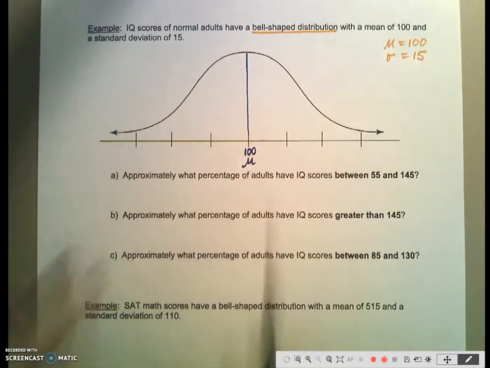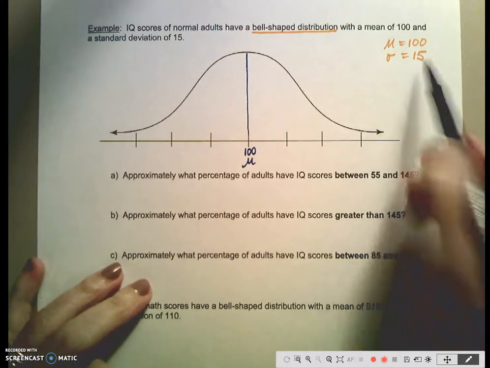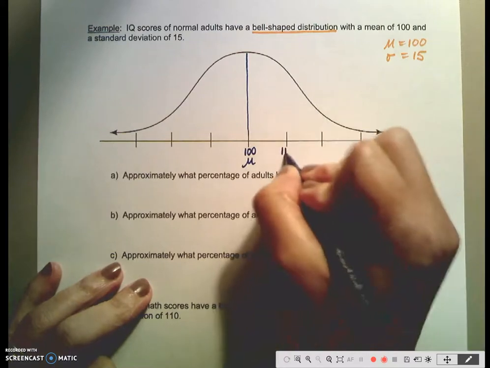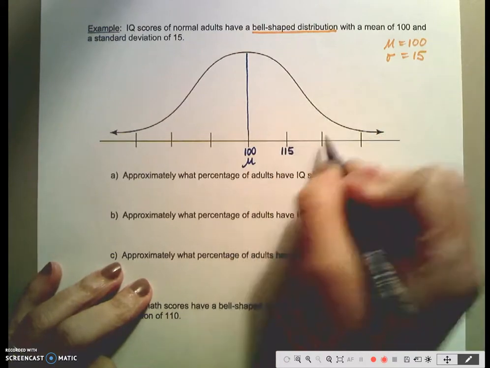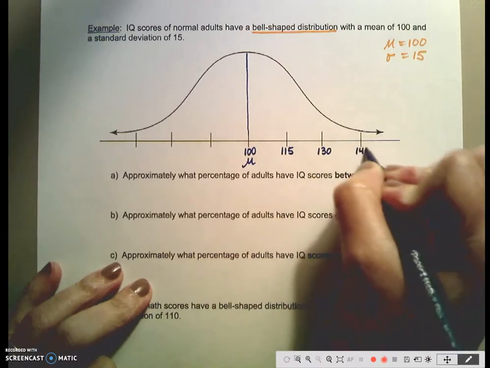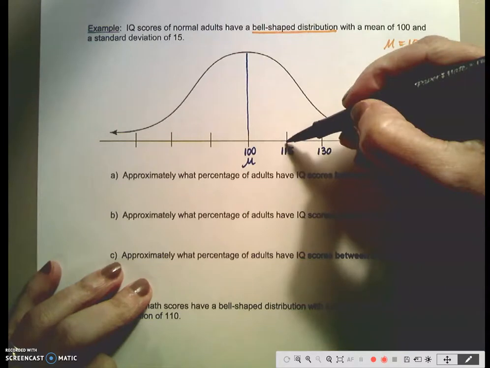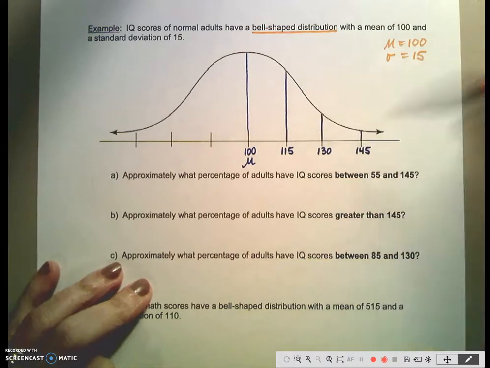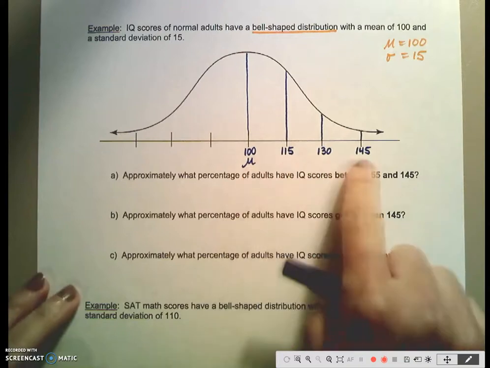That's your starting point. And from there, you want to add the standard deviation. Let's go to the right. If you add 15, you get 115. Add 15 again, you get 130. Add it again, you get 145. And if you want, you can put the vertical bars in here. Okay, so we added the standard deviation.